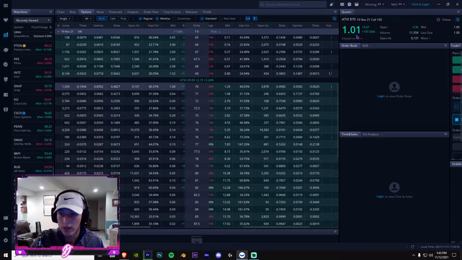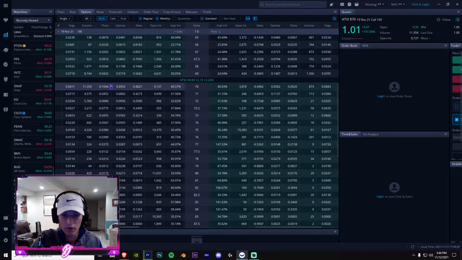You really need to be watching the chart and watching how the price affects it. So that's what gamma does. Gamma affects the delta and tells how much it's going to go up. And then finally we have theta. So theta is everyone's favorite. Not really, everyone hates theta. Theta is basically time decay.